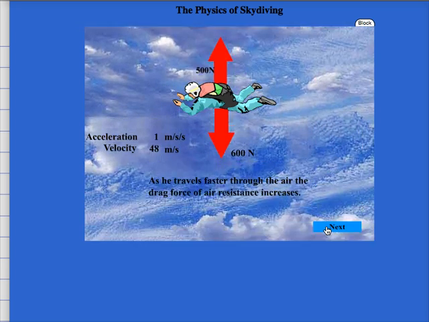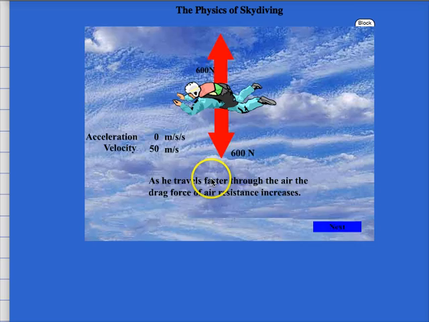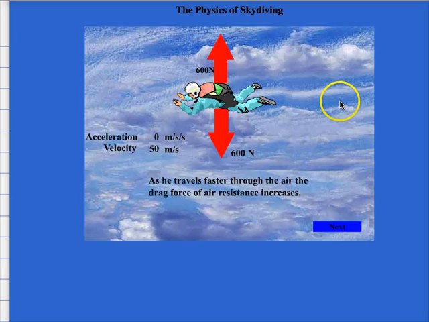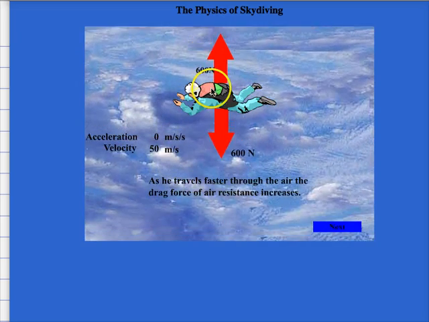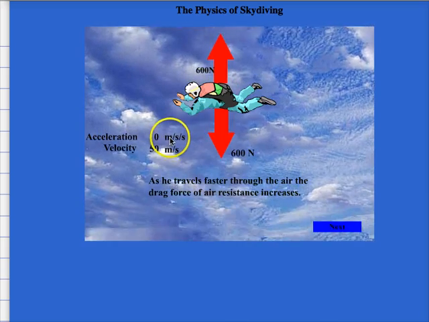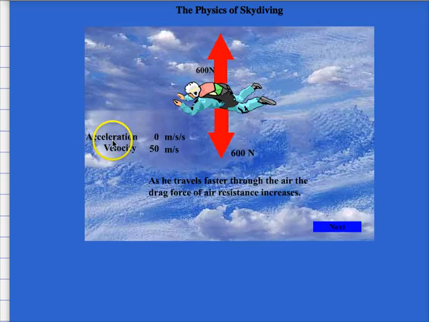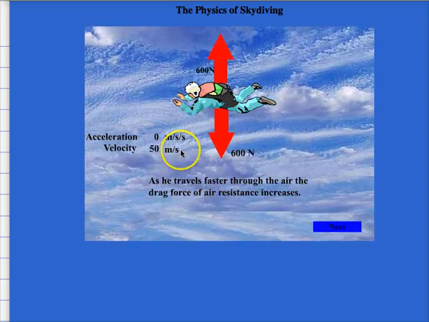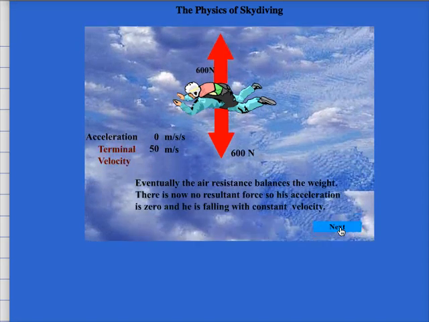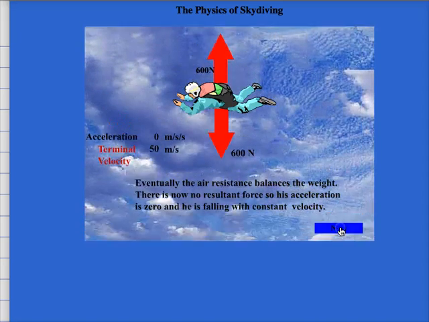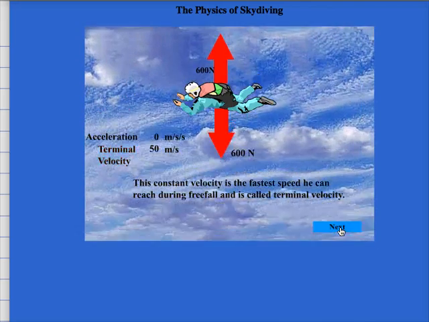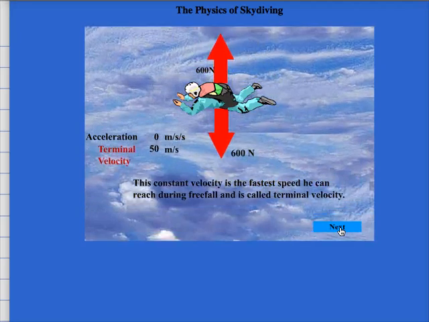As they start to fall, we can see that they reach terminal speed because the air resistance has gradually increased to match the person's weight. So now the resultant force is zero. We have zero acceleration. So on this diagram here, they're saying that the terminal speed is 50 meters per second. So this is the constant velocity, this is the terminal speed, it's the fastest speed he can reach during free fall.